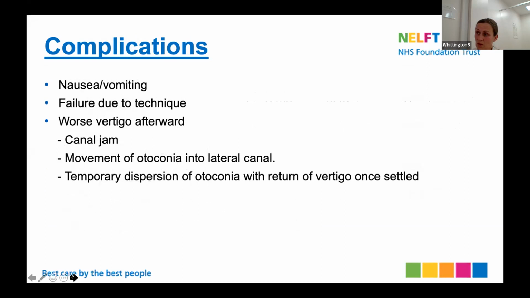Potentially a worsening of the vertigo after, but this is very rare. Like I said earlier, potentially the otoconia slips into the lateral canal, but then you have to treat this. It's not difficult. There's a maneuver for that as well. And for some people, you reposition the otoconia and they just keep coming out. So they get better and then it comes back. But again, there are things we can do to teach them how to get into these repositioning maneuvers themselves.